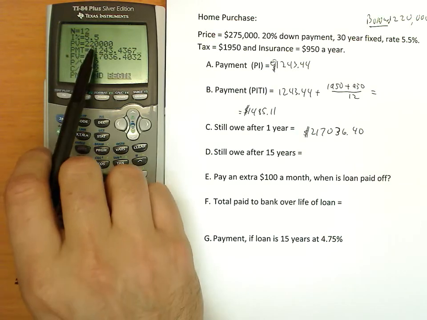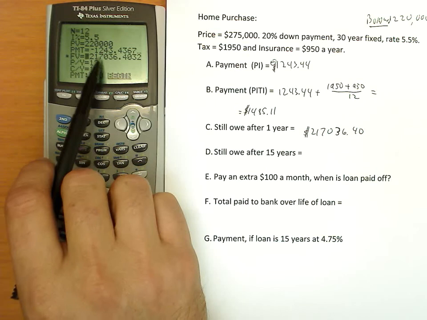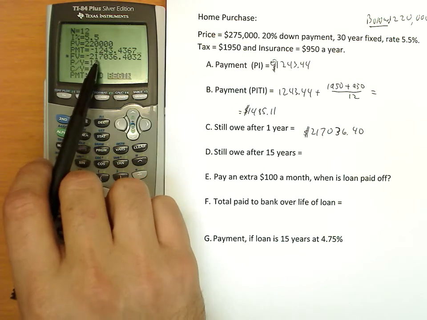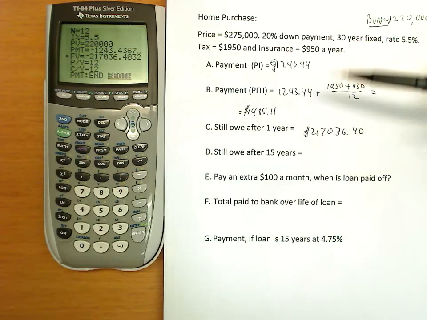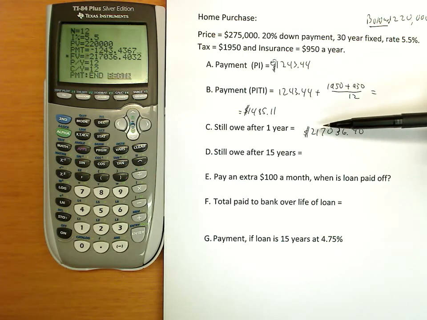Our loan started at $220,000. We paid $15,000 roughly, and the debt only dropped by $3,000, less than $3,000, because most of your initial payment to the bank is actually interest. Very little, as you can see, is actually paying off the loan.